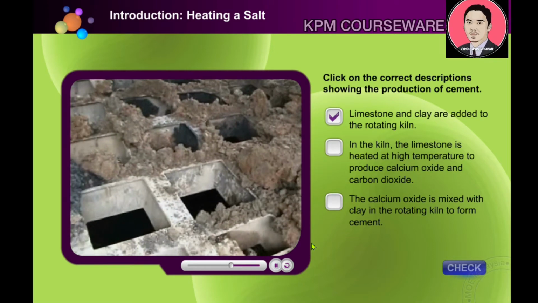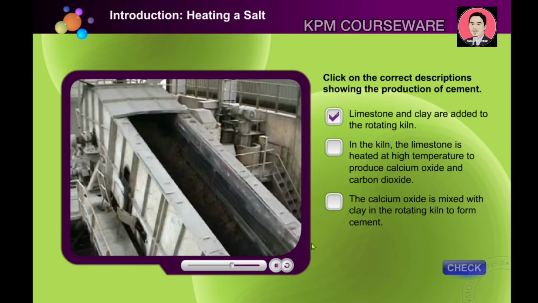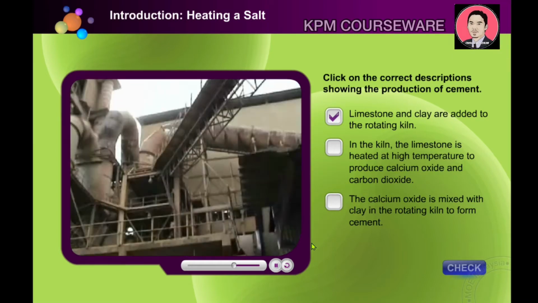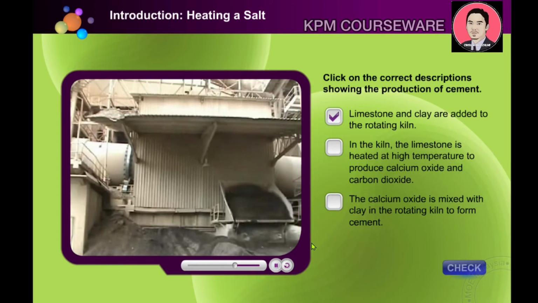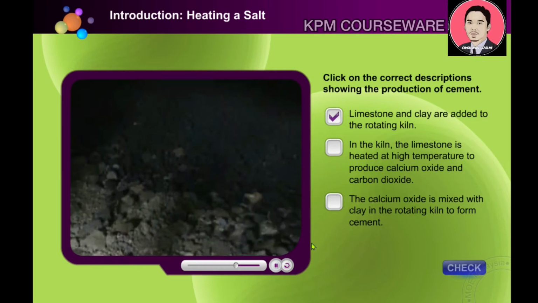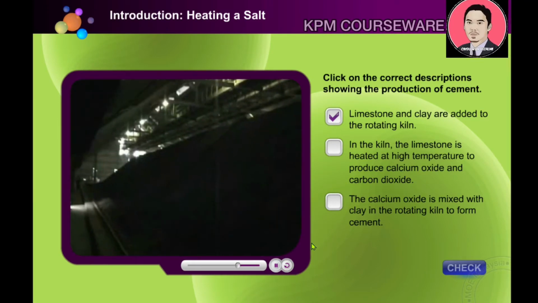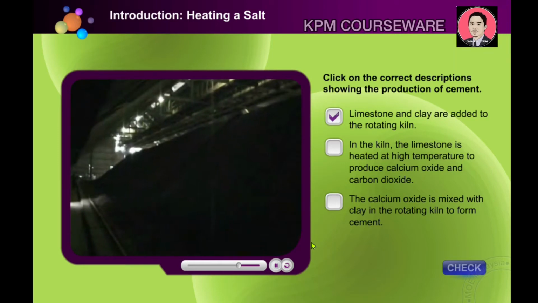Simultaneously, shale or iron-rich clay is also crushed, dried, ground, blended, conditioned, and preheated before being fed into the rotating kiln.